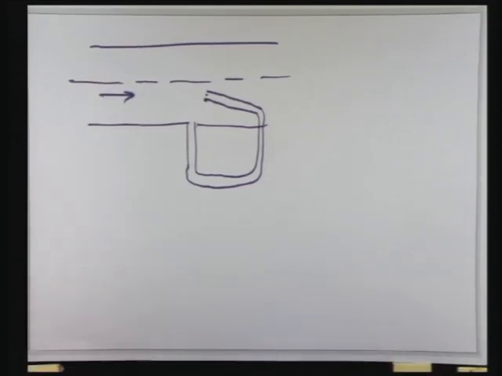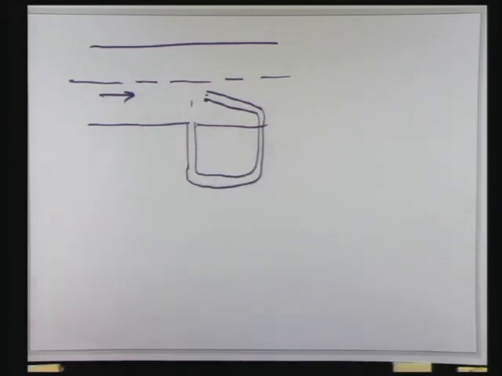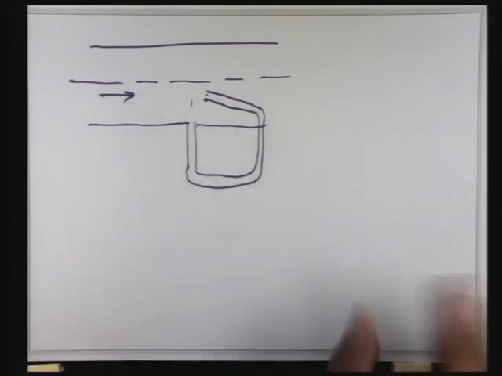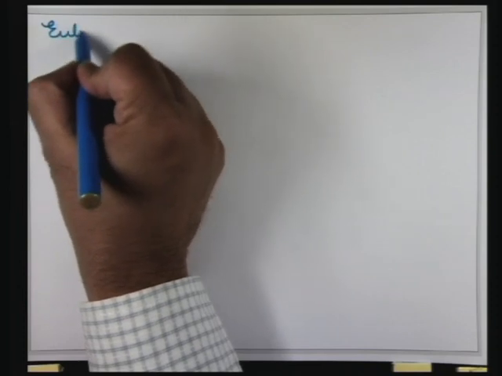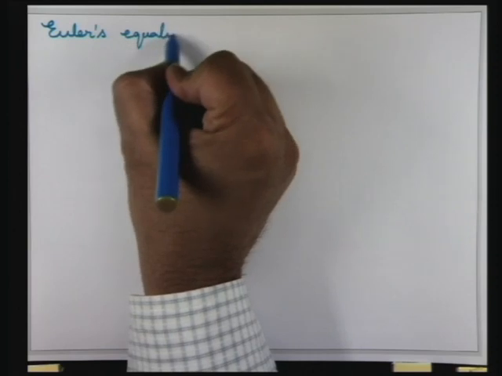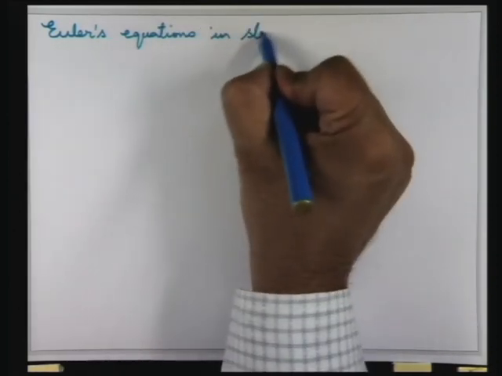Alright. Now I will give you a justification why in this direction we are taking the pressure variation to be hydrostatic. Now tomorrow we will be covering the Navier-Stokes equations. So for the time being I am dealing with inviscid flow. So we will look at Euler's equations in streamline coordinates.